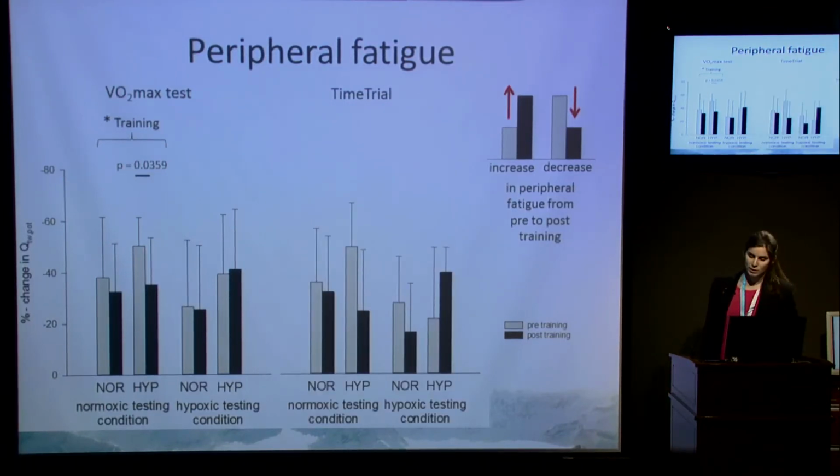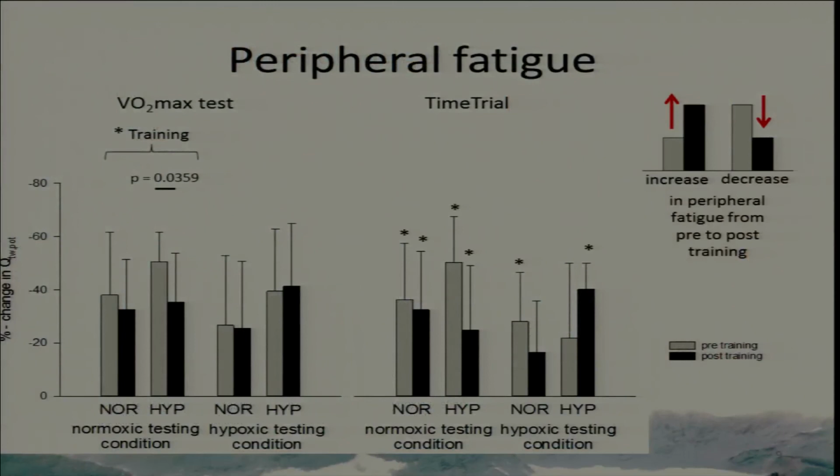If we now move on to the time trial test, we see a similar pattern. First of all, they all, again, fatigue, except two of them, which were close to significant. And again, looking at the influence of training, we see that there's a close significance in the hypoxic training group under normoxic testing condition.